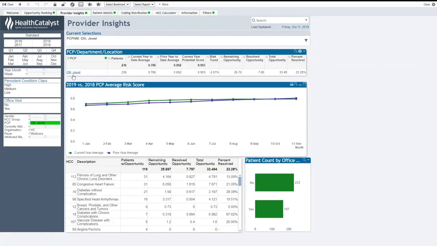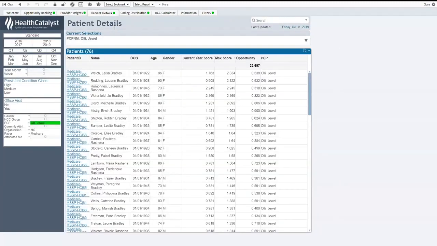And so as I've selected a provider here, you will see overall my score has increased over time, but I still down here have a few opportunities that I may want to focus in on. And so to help me with that, my next tab gives me that list of patients that I can look at and focus in on.